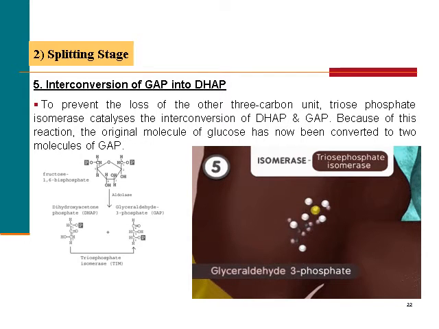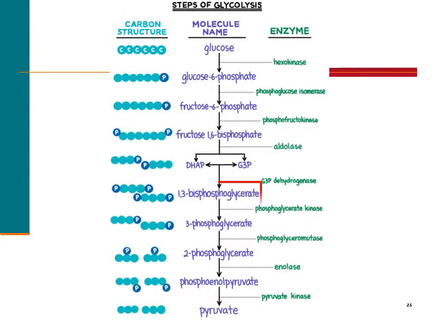At this point in the glycolytic pathway, we have 2 3 carbon molecules, but have not yet fully converted glucose into pyruvate. To prevent the loss of the other 3 carbon unit, triose phosphate isomerase catalyzes the interconversion of DHAP and GAP. Because of this reaction, the original molecule of glucose has been converted into 2 molecules of GAP. Now let's move on to the next reaction of the glycolysis.